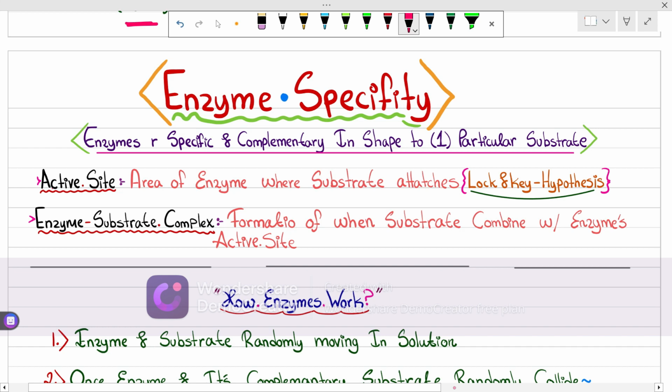Active site is the area of the enzyme where the substrate attaches, forming the lock and key hypothesis. Enzyme substrate complex is formed when substrates combine with the enzyme's active site. So we have an enzyme and we have a substrate. The active site is where the enzyme is going to join with the substrate. And once the substrate joins the enzyme's active site, it follows the lock and key hypothesis, and it is called an enzyme substrate complex.